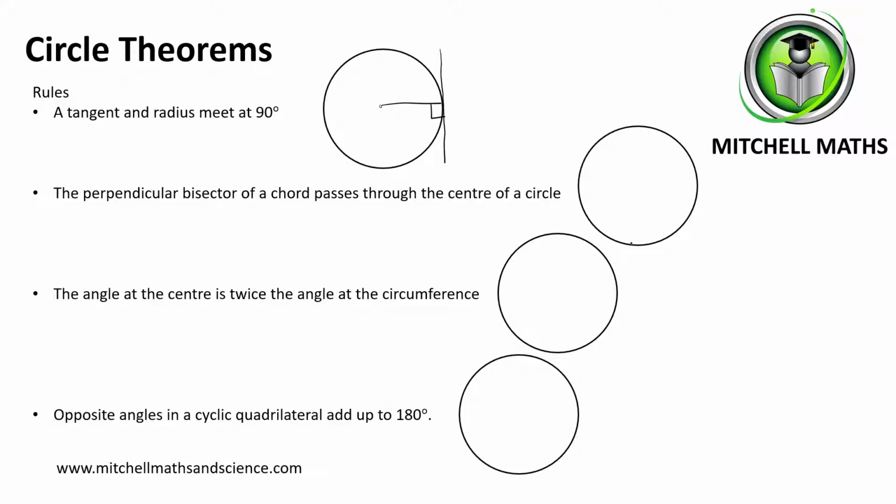A chord means a line that goes through 2 points on a circle, and if a line is perpendicular at 90 degrees and bisects it, goes through the middle of it, it must pass through the centre of the circle. The angle at the centre is twice the angle at the circumference. Quite often we get a shape that looks a bit like this. So we'll have a middle angle.